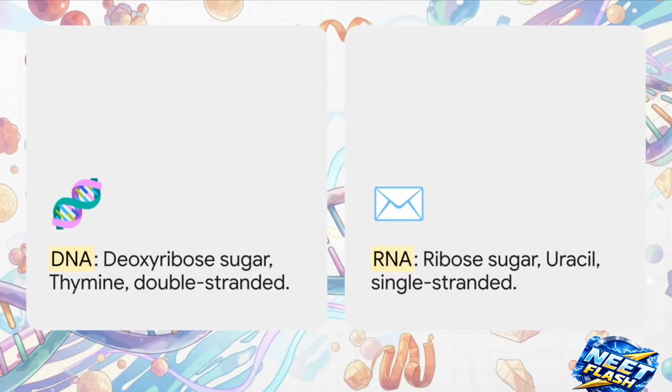Next up, nucleic acids. You will definitely see this comparison on your test, I promise you. These two nucleic acids dictate our entire genetic blueprint. DNA is the famous double-stranded helix, built with deoxyribose sugar and the nitrogenous base thymine. RNA, on the other hand, is the single-stranded messenger. It uses ribose sugar instead, and it swaps out that thymine for uracil.